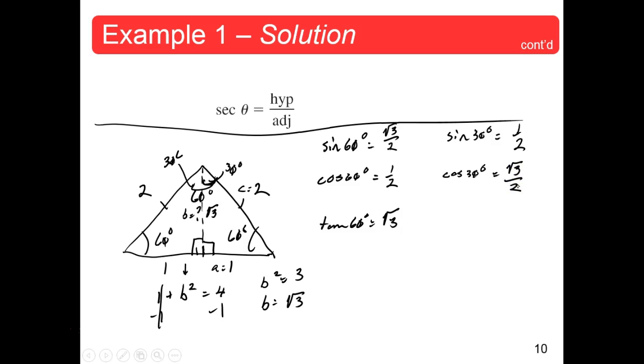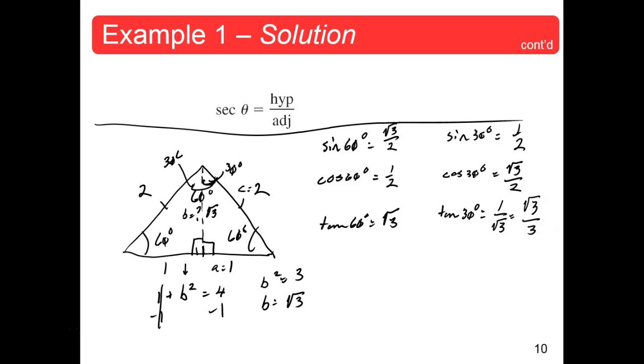Since you did tangent of 60, you want to do tangent of 30? You don't have to. It's sine over cosine. 1/2 over root 3 over 2 would be 1 over root 3. Which, if you don't like radicals in the denominator, what would that be? Square root of 3 over 3.